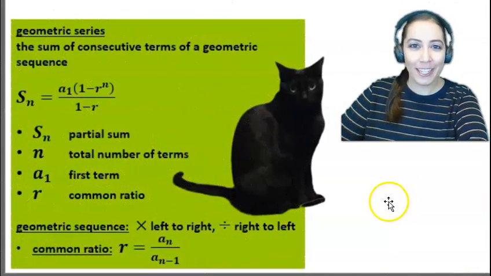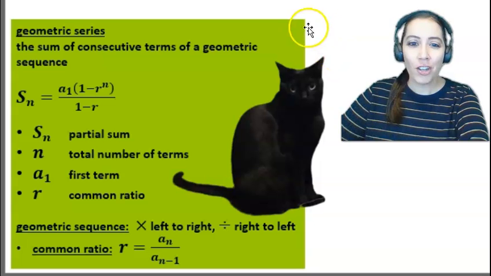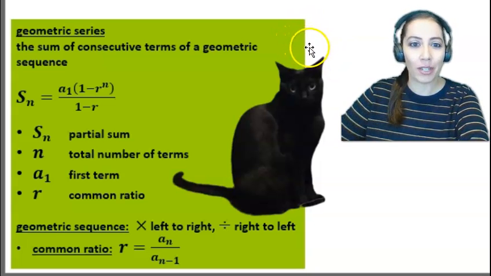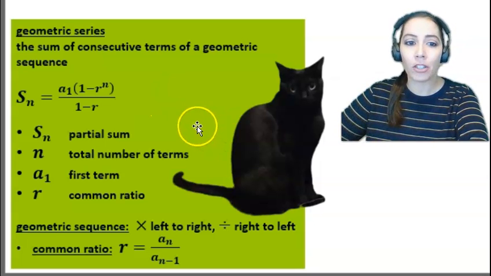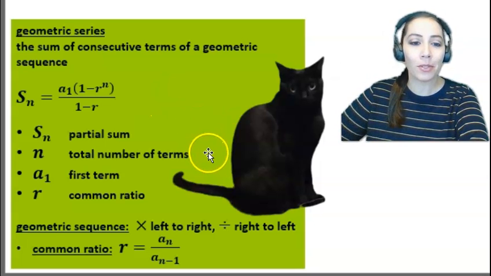Chloe is here with her latest cheat sheet notes. She wants you to know that a geometric series is the sum of consecutive terms of a geometric sequence. The formula to help with a geometric series is S sub n equals a sub 1 times the quantity of 1 minus r raised to the nth power all over 1 minus r. S sub n is the partial sum, n is the total number of terms, a sub 1 is the first term, and r is a common ratio.